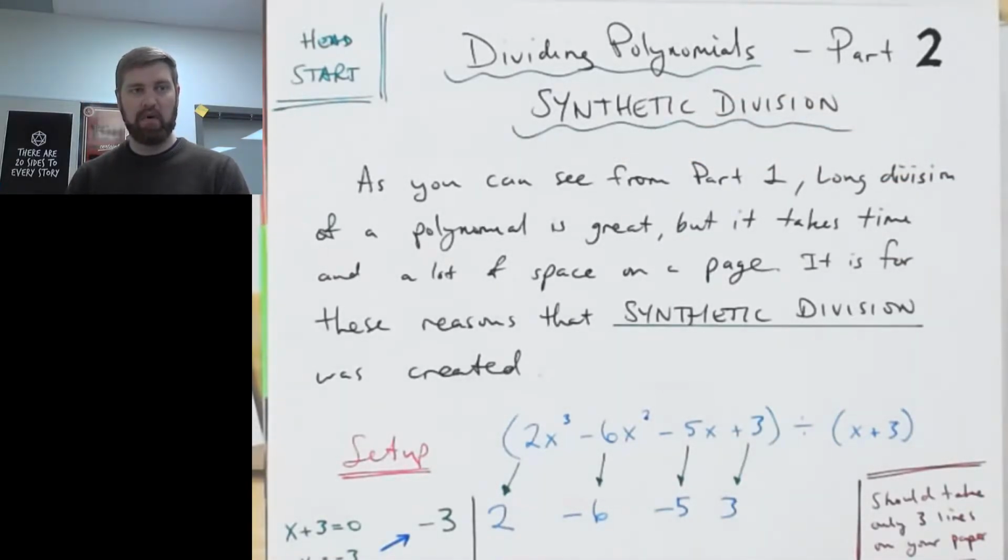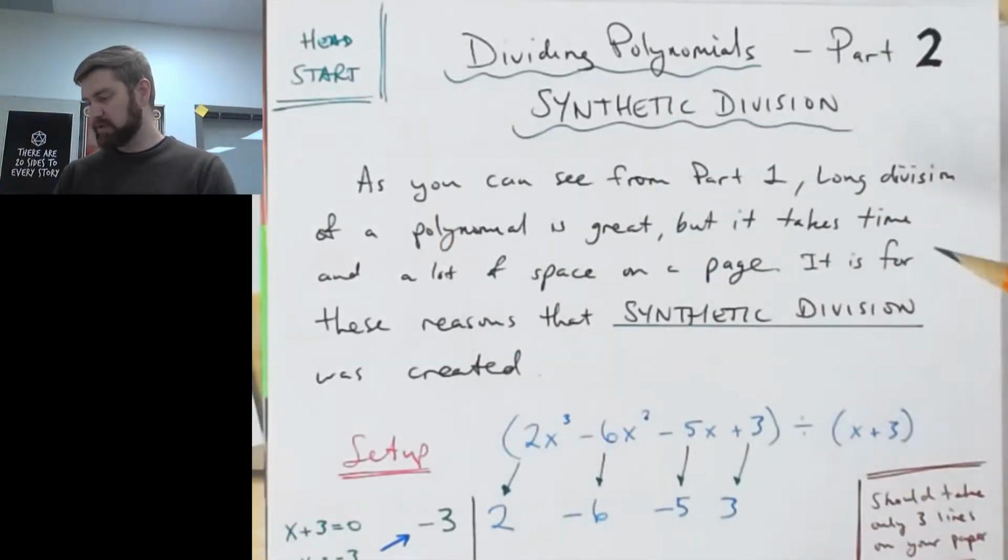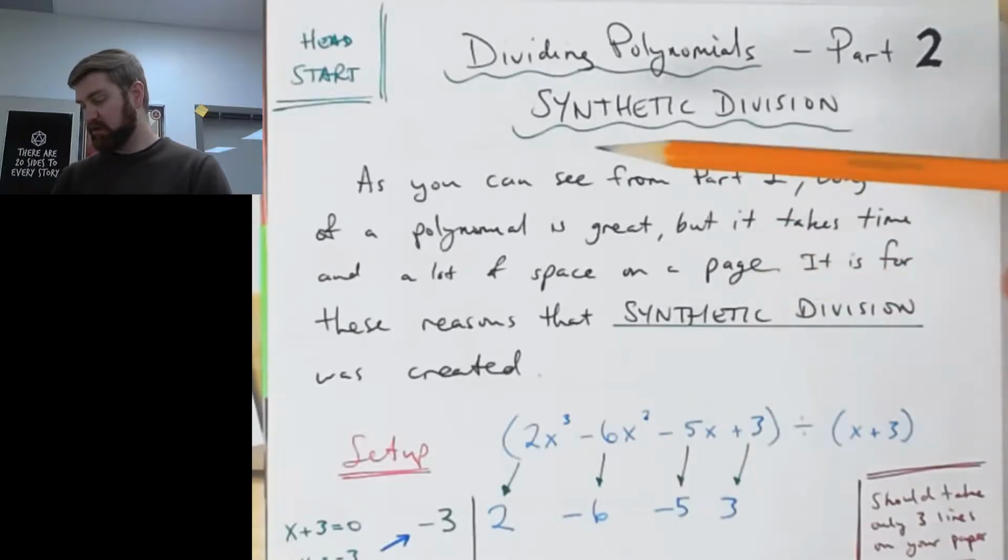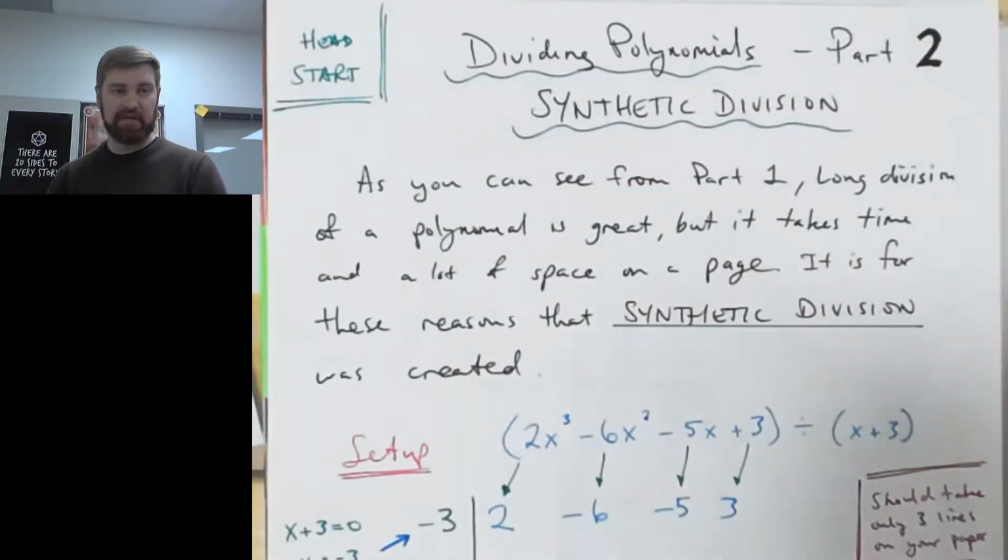Just like in part 1, this is designed to be a head start kind of video, giving you a little bit of exposure to something that you're definitely going to use next year. Part 1 looked at dividing polynomials using the long division method, and it was great. But as you can see in the previous video, it takes up a lot of space on your page. If we had a single question, it could take up half to even a full piece of paper, which for a test or for a pile of scrap paper is not very efficient.